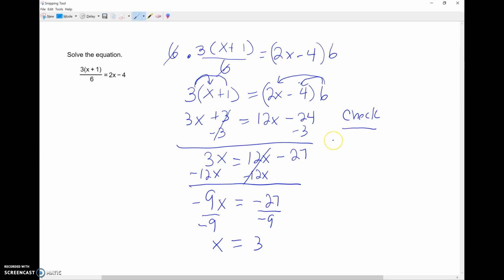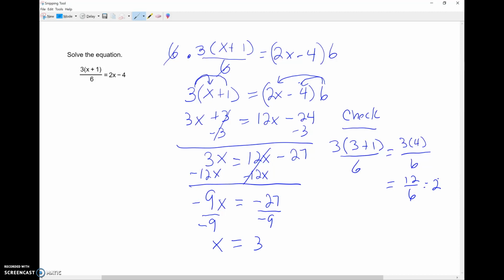What we have to do now is check if the solution is correct. So we're going to substitute. We have 3 times 3 plus 1 divided by 6, and we're going to follow the order of operations. So we have 3 plus 1 is 4. So you have 3 times 4 over 6, and we get 12 over 6, which gives us 2.